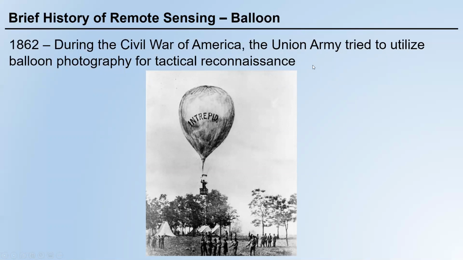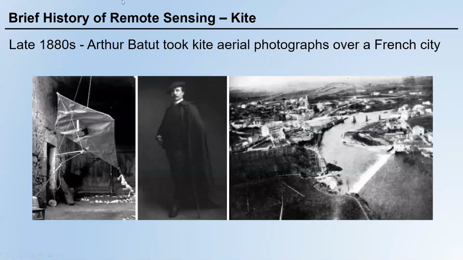It's natural if you can observe the battleground from above, or you can just fly over your enemy's camp area or their area, you can collect more information from above, and it's safer. It's safer, right? It's at least safer than sending people directly into the enemy's area, right? Okay, and then this is an image taken by a kite, late 1880s.